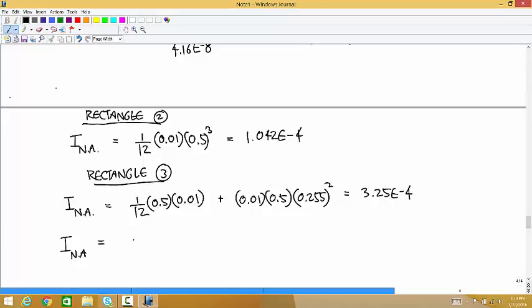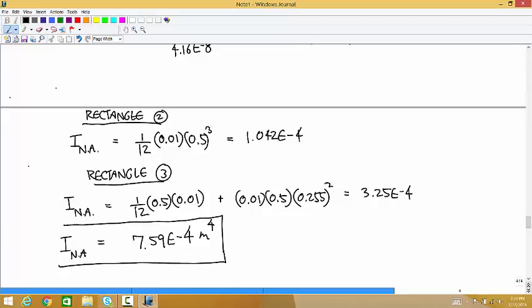And so all together, you get 7.59 times 10 to the minus 4 meters to the fourth. Any questions about that?